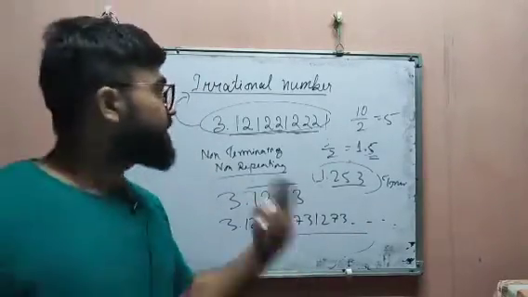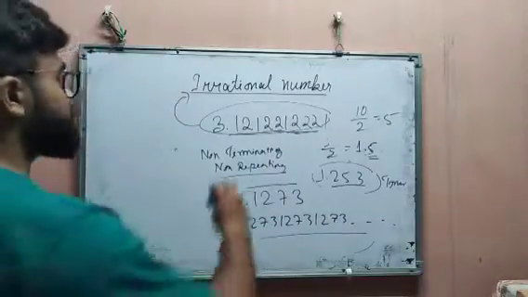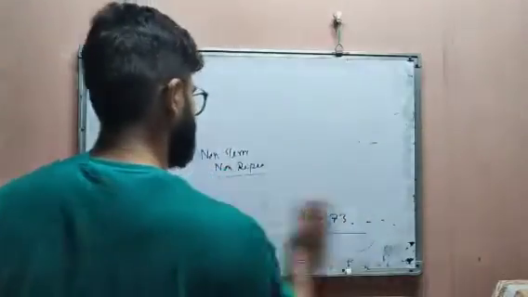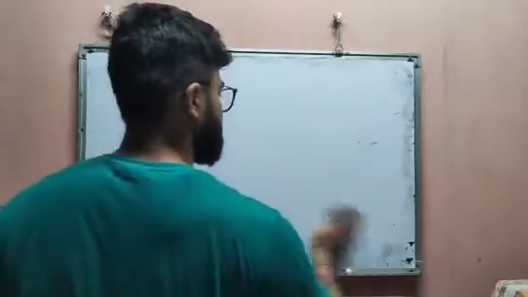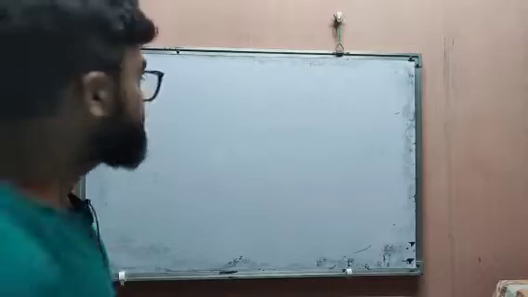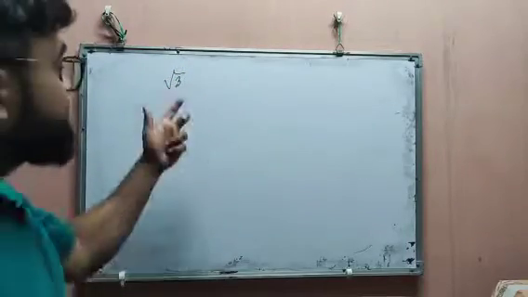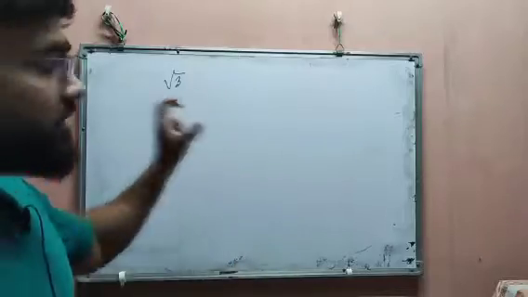Just as we establish real numbers or rational numbers in number lines, we will establish irrational numbers too. So see how to do it. Suppose we are given a number, say √3, okay, and we are asked to establish this in a number line.